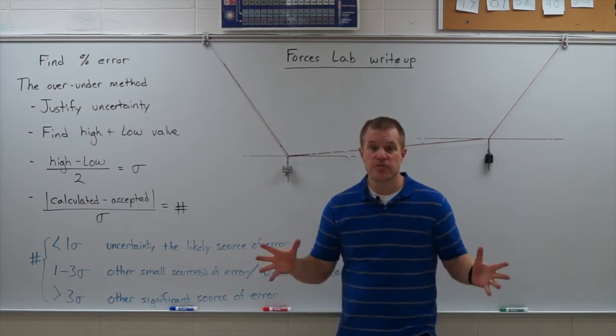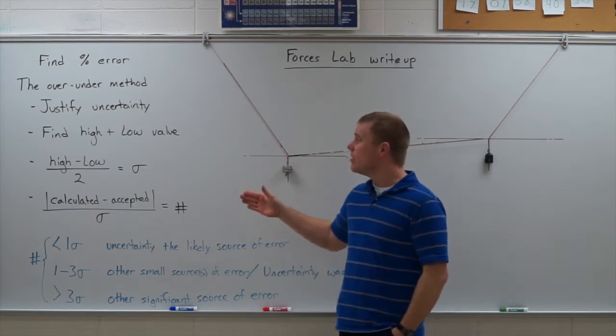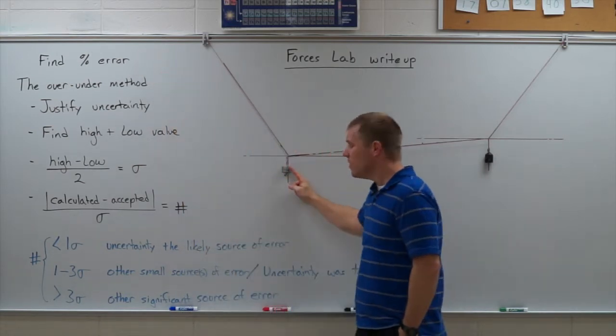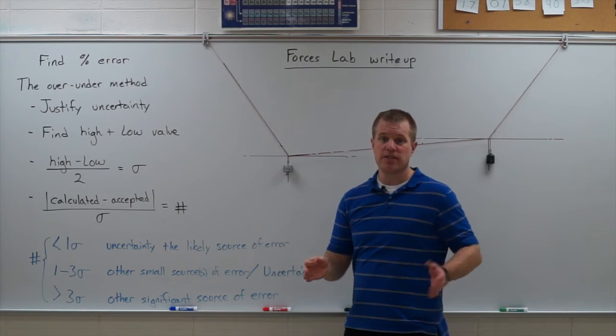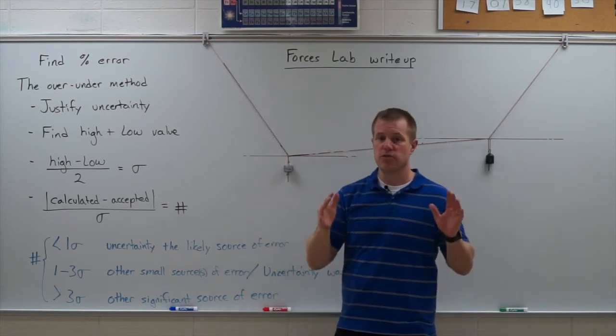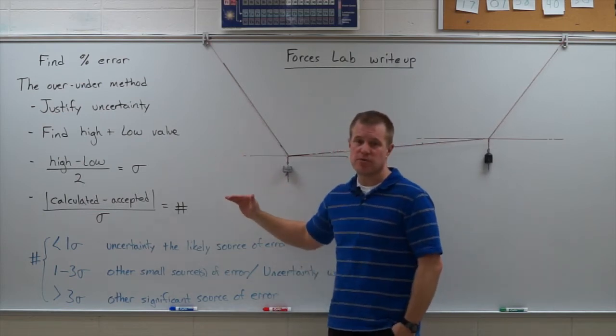Okay, so you're ready to do the lab. Great. Here's what you're going to need to know to do the lab. First, you need to find the percent error between your calculated mass and the accepted value that's on Google Classroom. If that number is greater than 10%, you need to redo the lab. If it's less than 10%, we can start to move on.